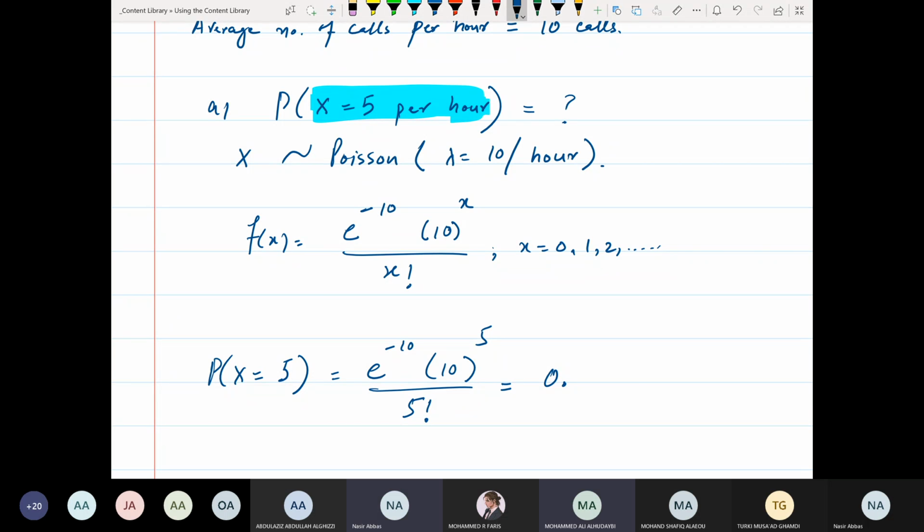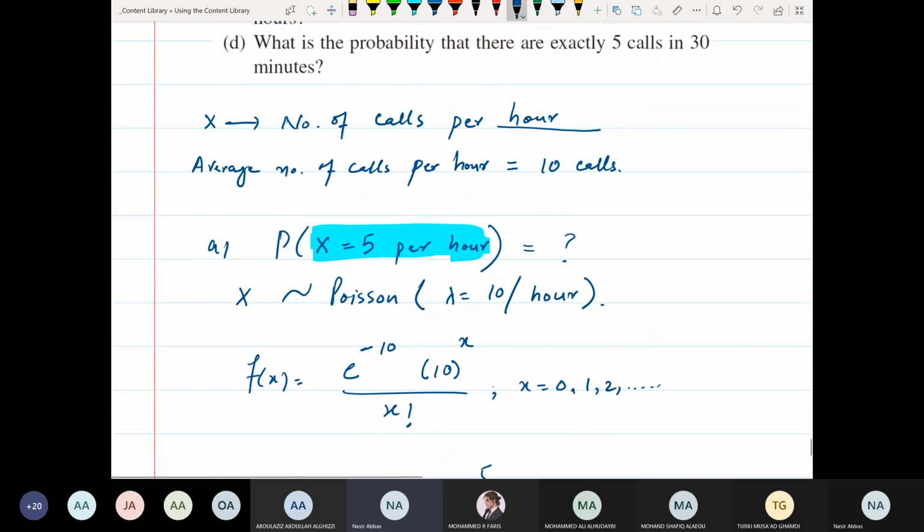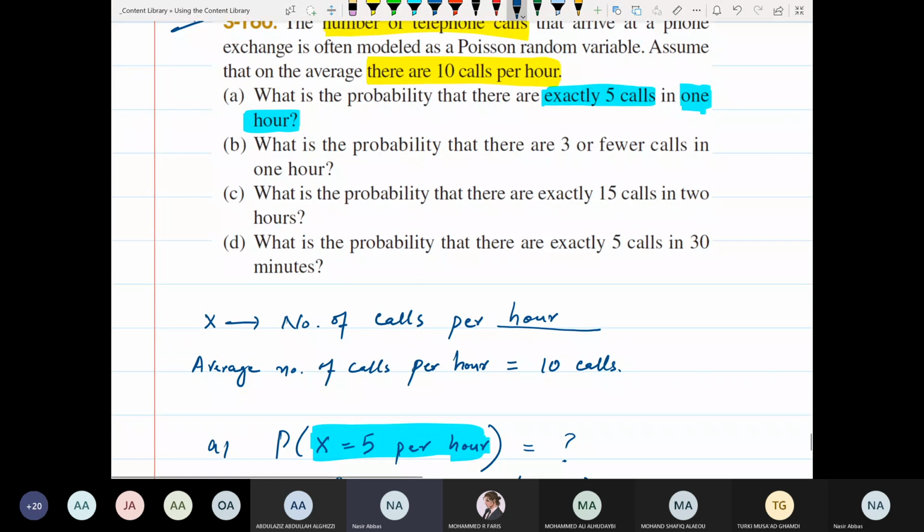0.0378. 0.0378. If someone can confirm, I want one more student. Yes, okay. So this is the probability of x equals 5 per hour, or 1 hour. This completes the solution of part A.